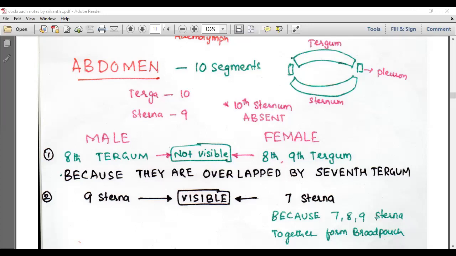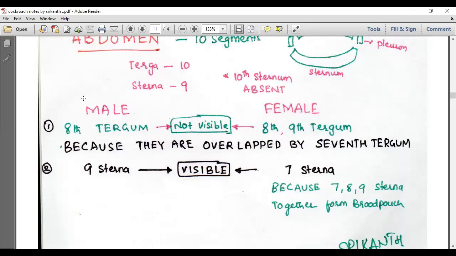Let's see the issues of the abdomen once again. Let me go to the 8th tergum in the male, and the 8th and 9th terga in the female. The 8th and 9th terga in the female are not visible because they are overlapped by the 7th tergum. In case of male, 9 sterna are visible. In case of female, 7 sterna are visible. Why?